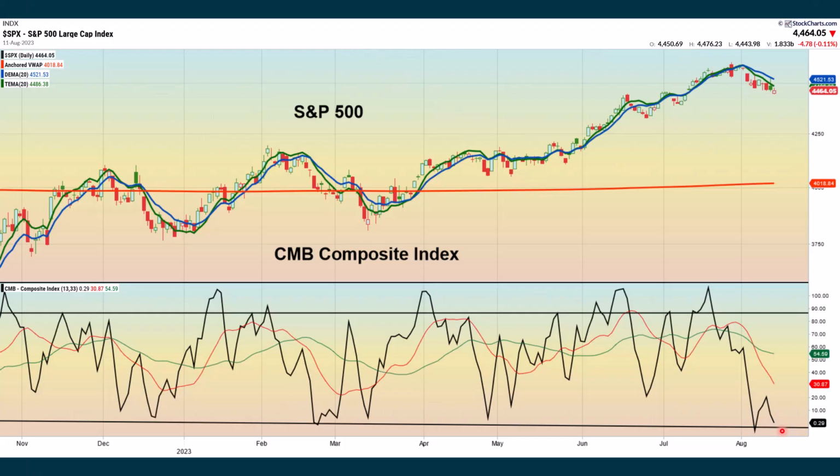We also keep an eye on the CMB composite index. This is supposed to be a standalone trading system. I use this like an oscillator to get extreme positive or negative readings. We did have an extreme negative reading recently, but then we've been bouncing back up. If we see more follow through downside action, we might get another extreme negative reading.